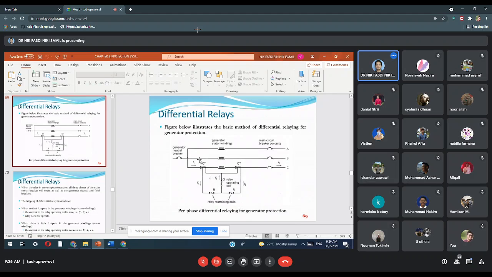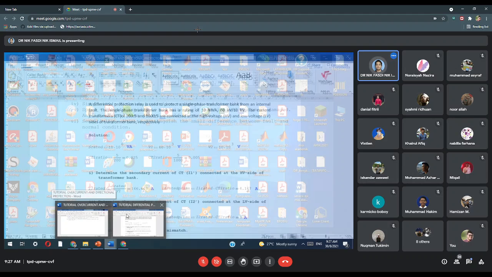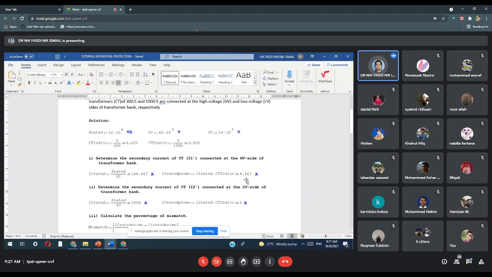Remember, the function of the CT ratio is to step down the primary current to the secondary current. It must step down for operation, otherwise it would be difficult to use such high values. Alright, so you have the value of I rated prime, I1 prime, it's the same, 4.167 amperes.